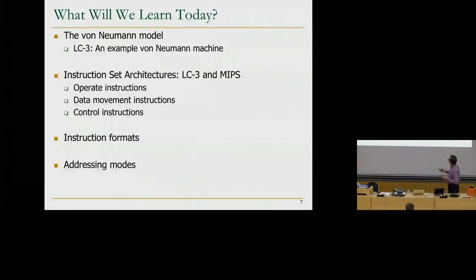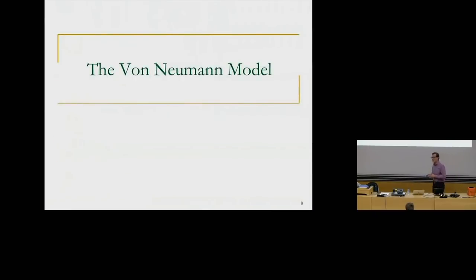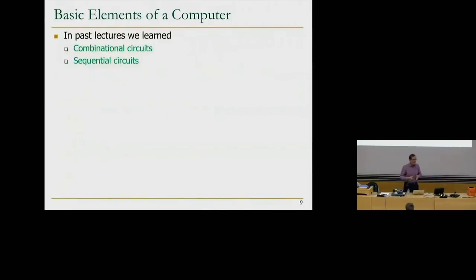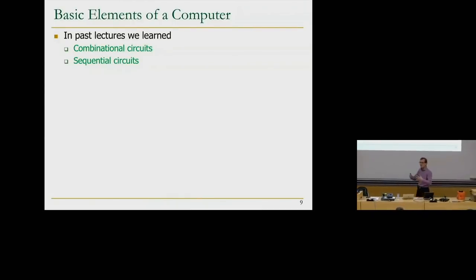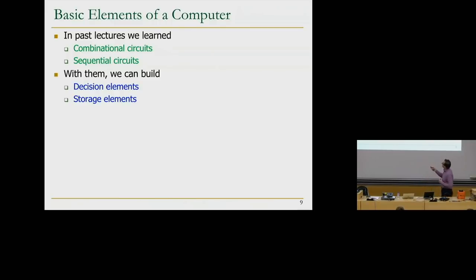I guess I don't want to spend more time on it, and I'll just move on to the von Neumann model. Basically, we want to build a computer, right? We want the basic elements. We already have the lower level basic elements, transistors, logic gates, and all of those methods that we use to construct them. Now we know how to time them also. But now we're going to raise the level of abstraction a little bit, and we're going to talk about how to use them to build decision elements and storage elements that are actually useful for executing a program.